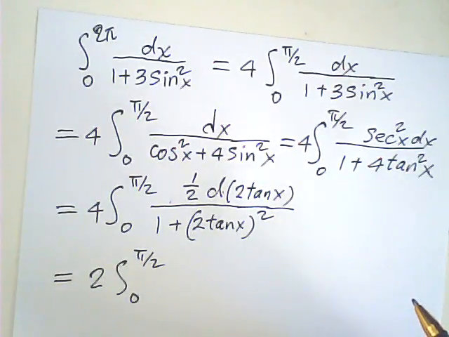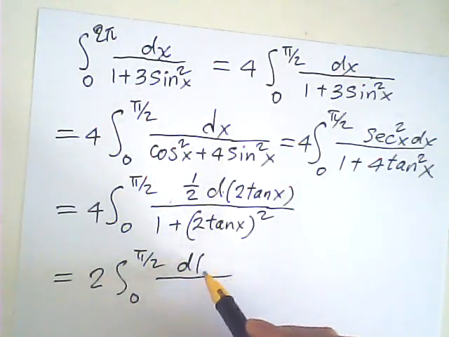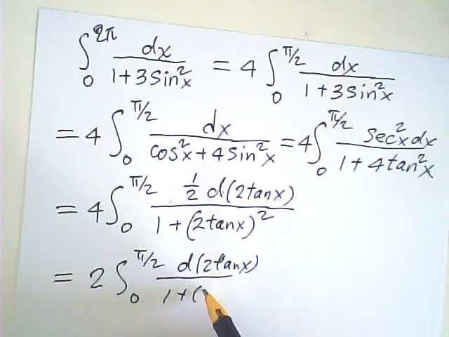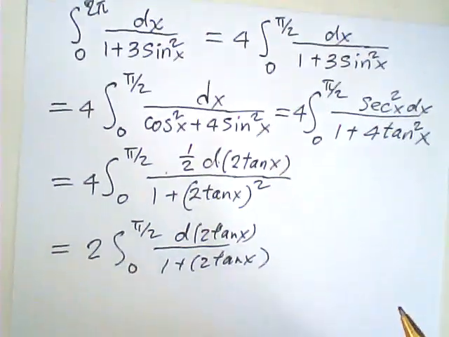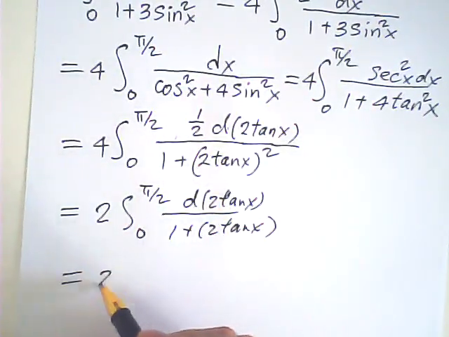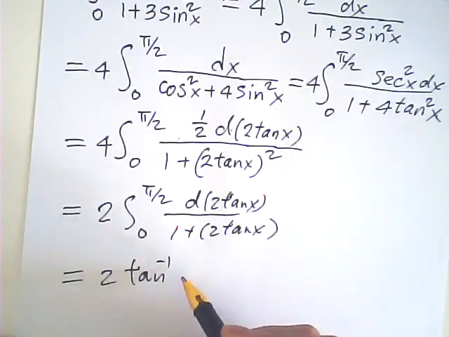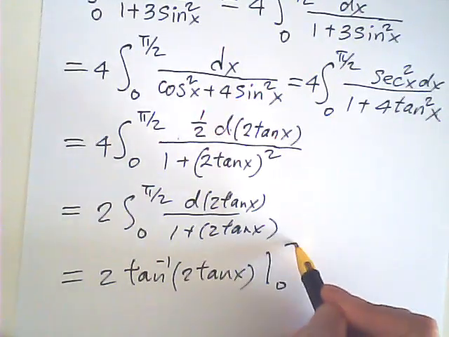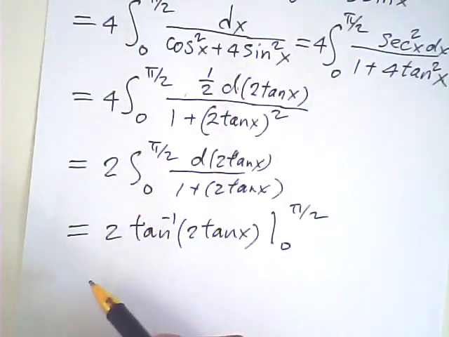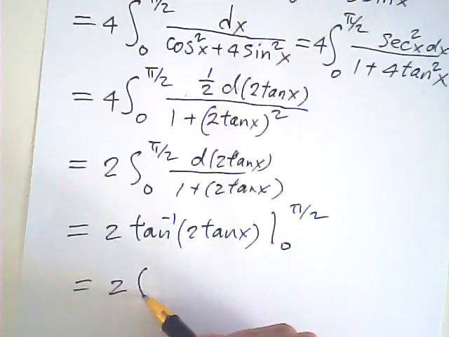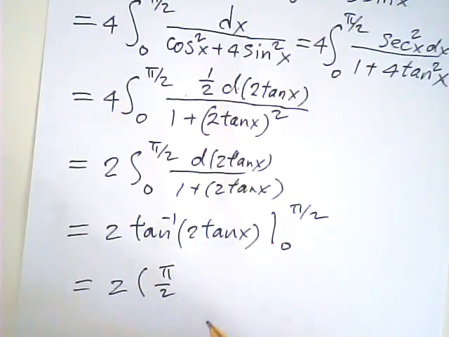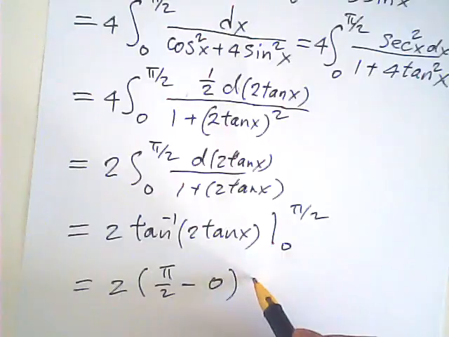Yeah, d of 2 tangent x over 1 plus 2 tangent x squared. So this is easy. This is arctangent, right? Arctangent of 2 tangent x from 0 to half pi. So this one is equal to, tangent half pi is infinity. Arctangent of infinity is half pi, and this is 0. So the answer is 0.